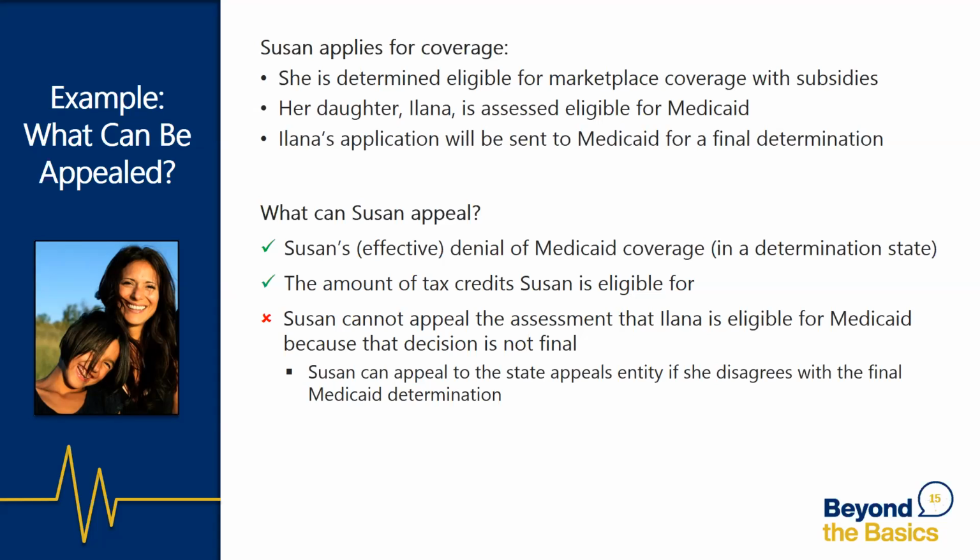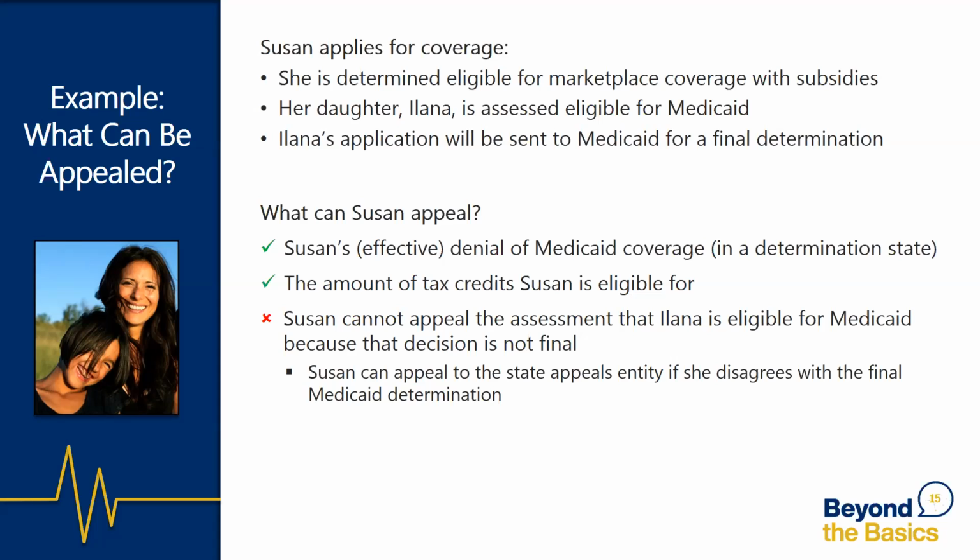If she thinks the amount of the tax credits is wrong, she can appeal that as long as she didn't get an income inconsistency. What she can't appeal is the assessment that Alana is eligible for Medicaid, because as I said before, that's not a final decision. So she has to wait for her state's Medicaid agency to decide if Alana is eligible. If the state says yes, great, Alana's enrolled in Medicaid.